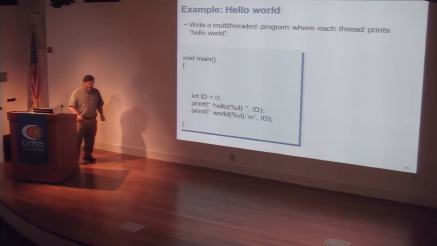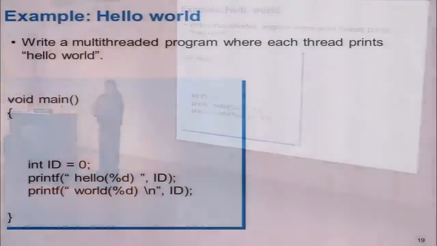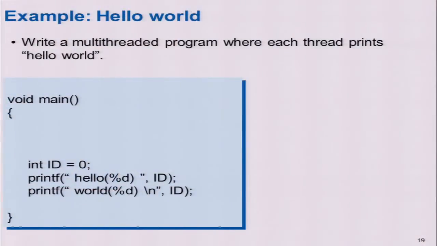So once again, I'm really stupid. I only know what I see in code. Let's look at a Hello World program in OpenMP. So here it is. I'm going to have a main, and an int that I'm going to use as an ID, and I'm going to print hello, then in a separate print statement, print world. And I want to see what the ID is. So if I run this serially, it's going to say hello, 0, world, 0, new line.